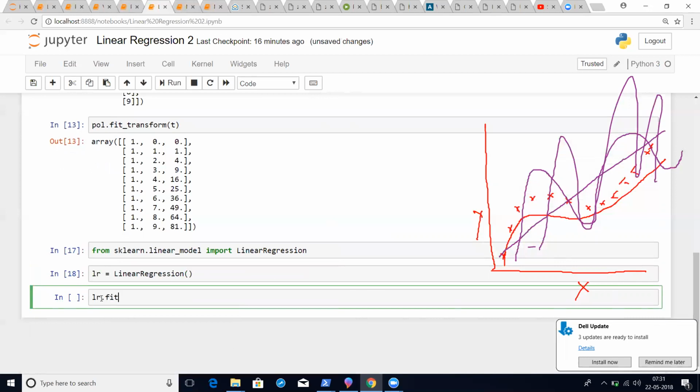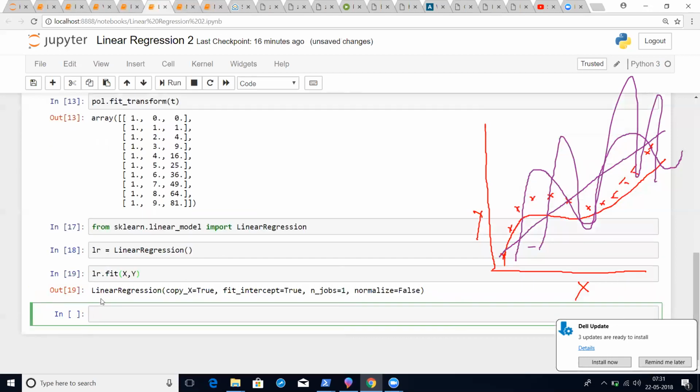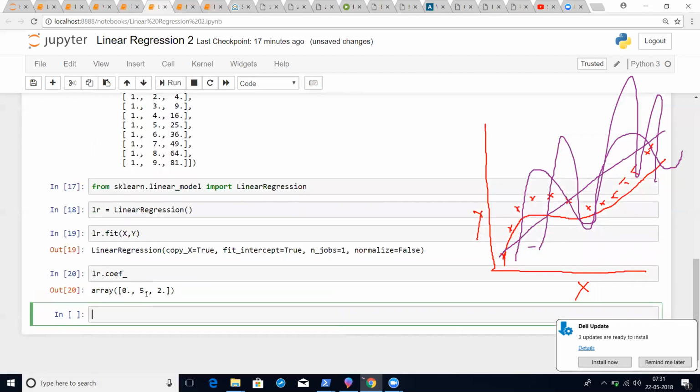You have created an empty brain, then you are passing x and y here. See here, it is doing the training for degree 2, because you have now passed degree 2 data. Linear regression will now try to find degree 2 coefficients. So if I do LR dot coefficient, you can see it is finding all the coefficients, and then LR dot intercept.